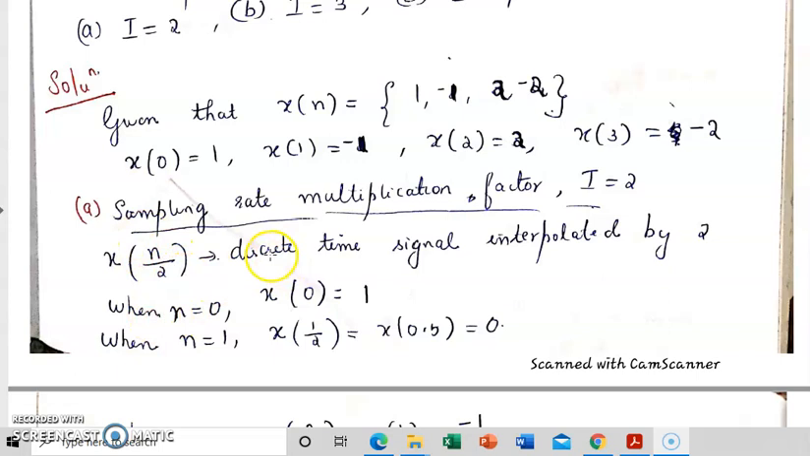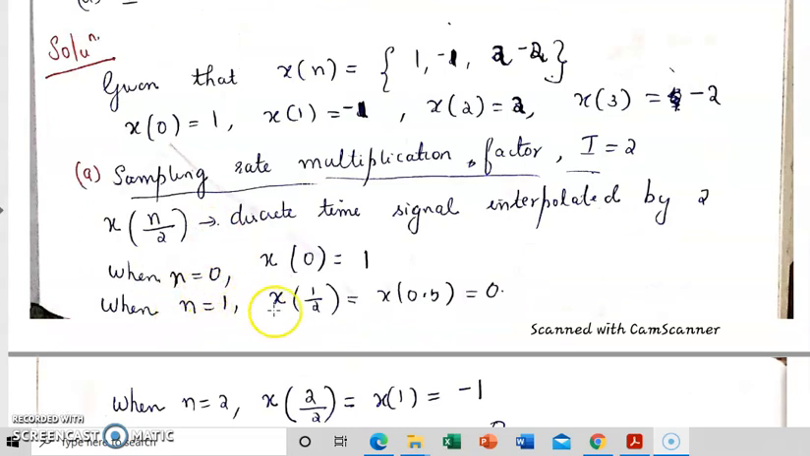So the upsampled signal is x of n by 2, that is, the discrete time signal interpolated by 2. Now on substituting values for n, when n is equal to 0, we have x of 0 by 2, which is x of 0. x of 0 is nothing but 1. When n is equal to 1, we get x of 1 by 2, which is x of 0.5.